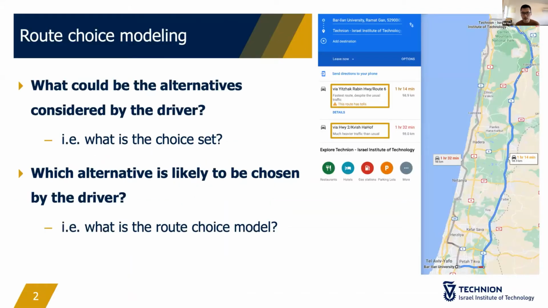So let's begin with what's route choice modeling. Basically, route choice modeling answers the following question. What could be the alternatives that are considered by the driver, and which alternative is likely to be chosen by the driver? On the right-hand side, you can see an illustration of what the choice set is and which alternative was chosen. And notice that these two alternatives are described with some characteristics, like using route number 6 is the fastest route, but you need to pay the toll, while using route number 2 is a congested route.